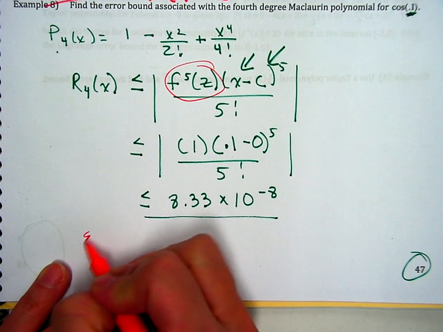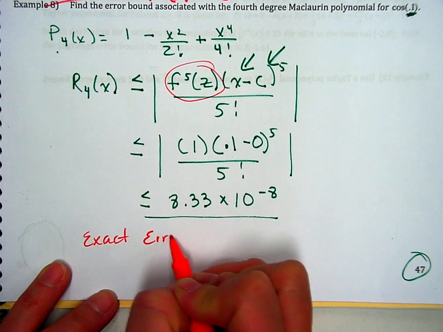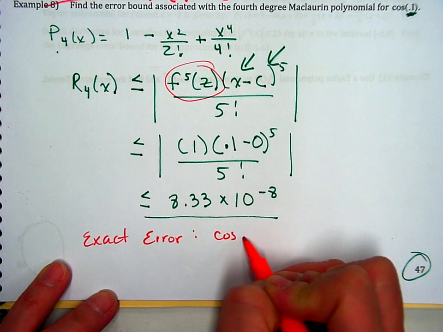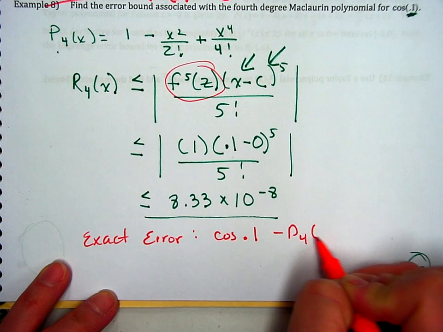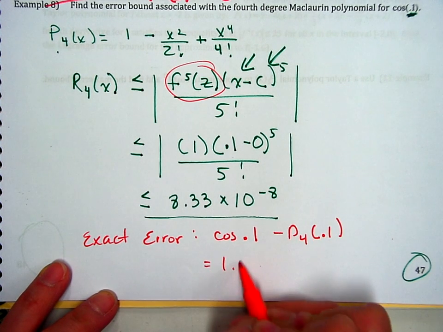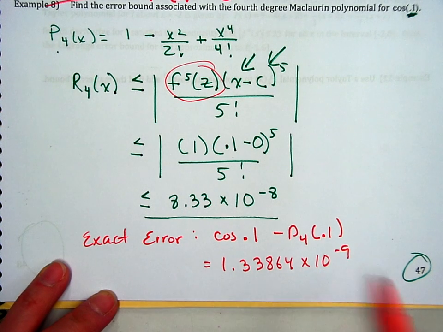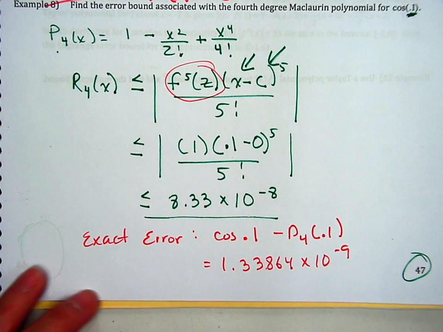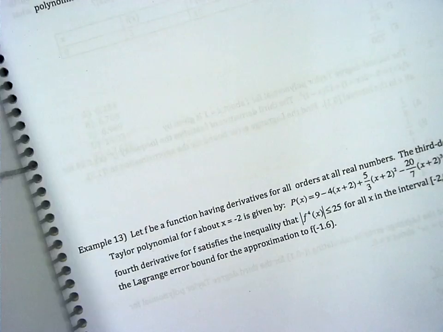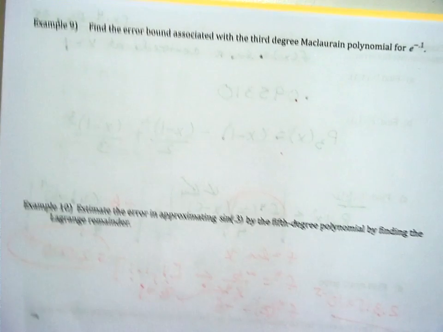If you want to find the exact error, you would take the cosine of 0.1 and subtract it from the polynomial at 0.1, and you will see that it's 1.33864 times 10 to the negative 9th. So this is always less than something that is your error bound. Okay. Let's get to a couple examples that are not sines and cosines.